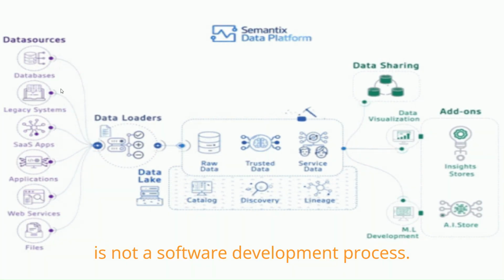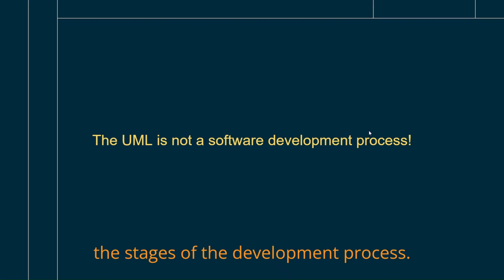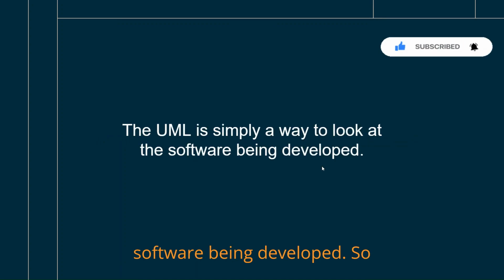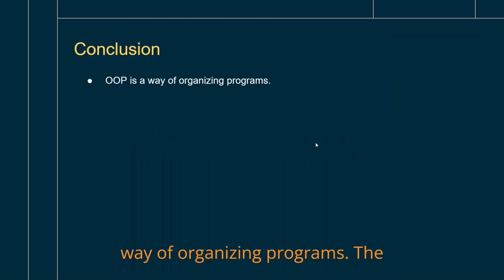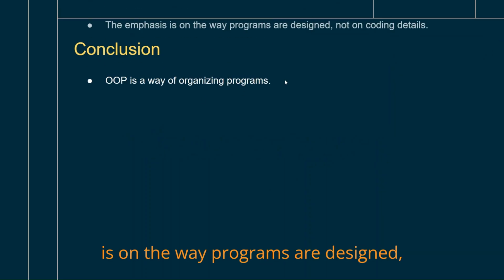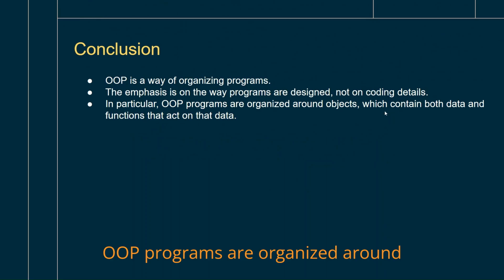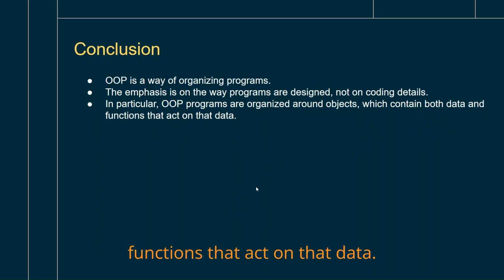UML is not a software development process. Many such processes exist for specifying the stages of the development process. The UML is simply a way to look at the software being developed. So in conclusion, I must say that OOP is a way of organizing programs. The emphasis is on the way programs are designed, not on coding details. In particular, OOP programs are organized around objects, which contain both data and functions that act on that data.